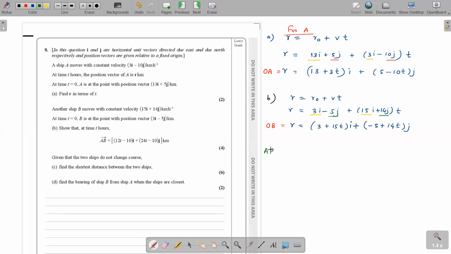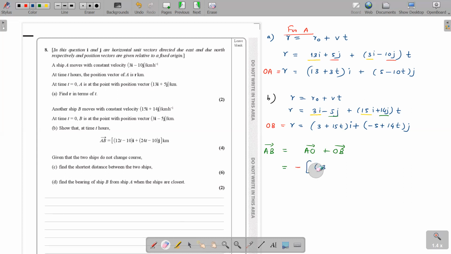Now can't we find AB? How do we find AB? AB is equal to AO plus OB vectors. If you want to go from A to B, we go from A to O and then we go from O to B, like we use in triangles. Okay. So what is AO? AO is the negative of this whole thing, right? Well, if OA is this vector, AO is the negative of this whole thing. Do you agree with me?